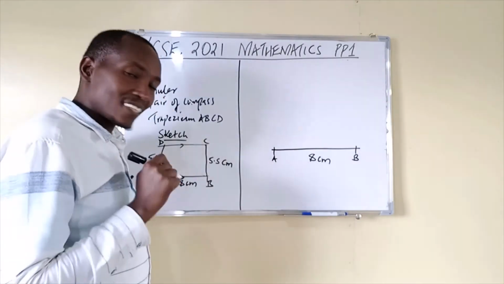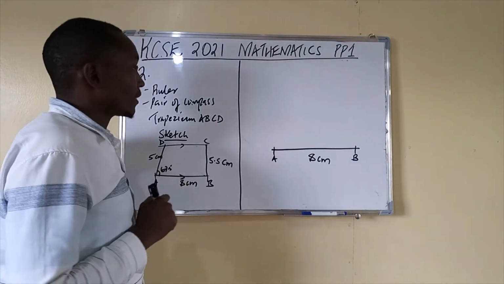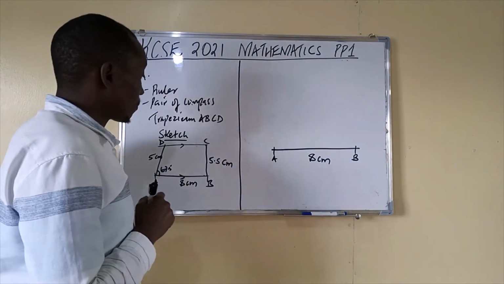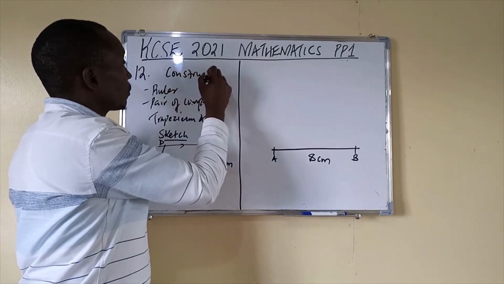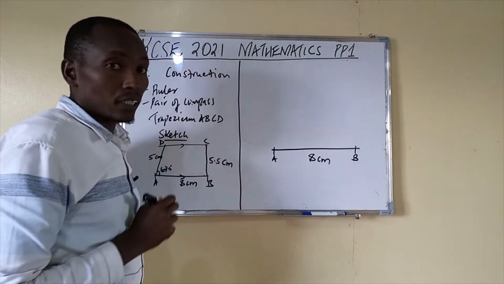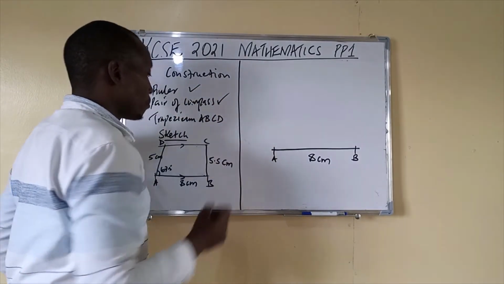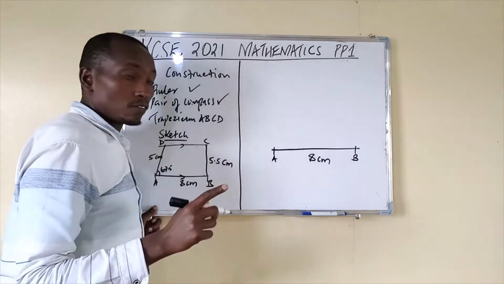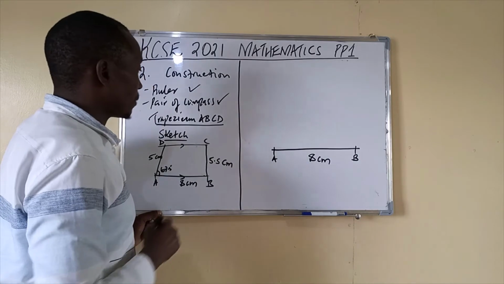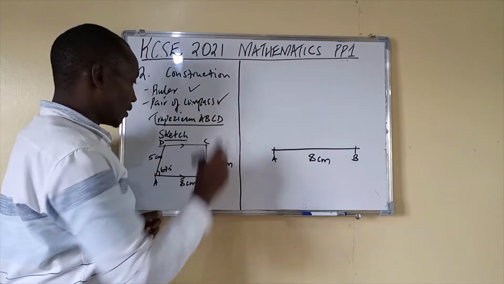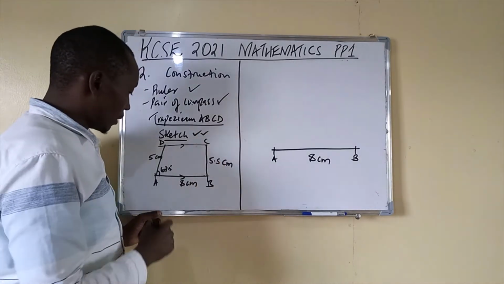Question number 12. This is a question on construction. And what exactly is required of the student? The student is supposed to do the construction, and the student is restricted to use a ruler and a pair of compass only. So the student is supposed to construct a trapezium ABCD. And this is how a sketch will look like.